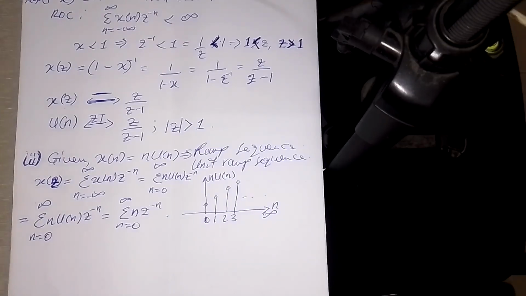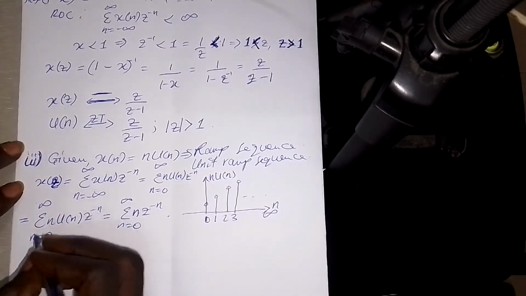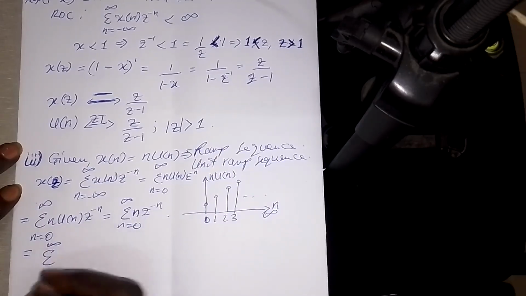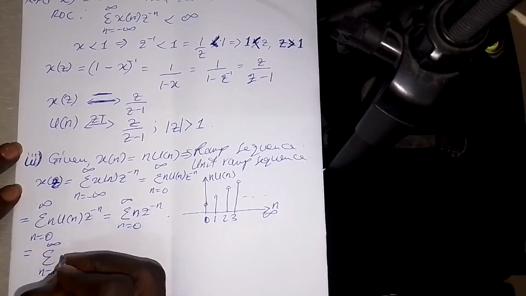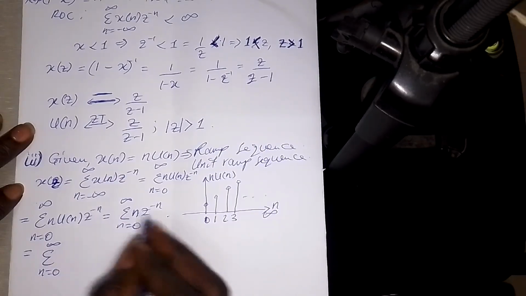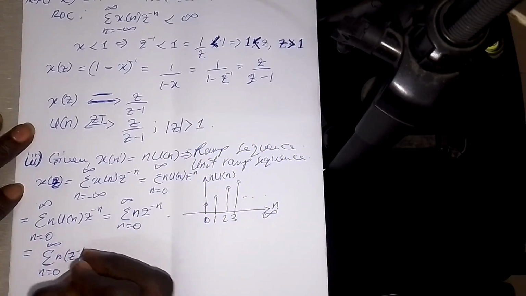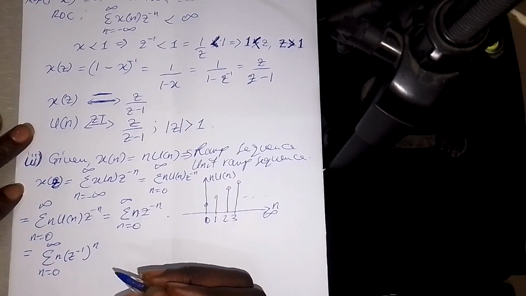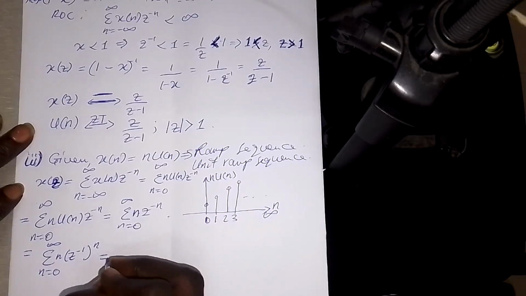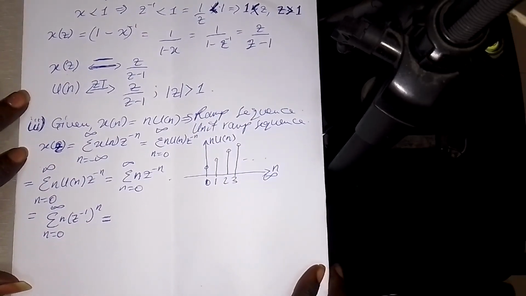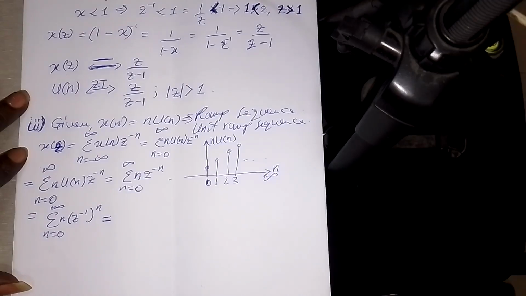Now if I have this one, then you should know that I can actually rewrite this as the summation from n equals 0 to infinity of n times z inverse to the power n. And then what I can have from here is the expansion for this particular series. So let's say n is equal to 0.